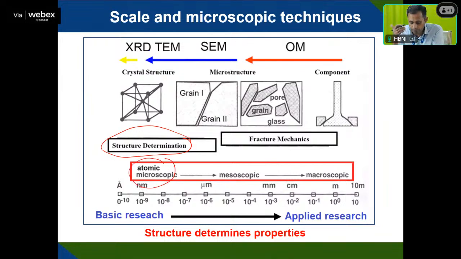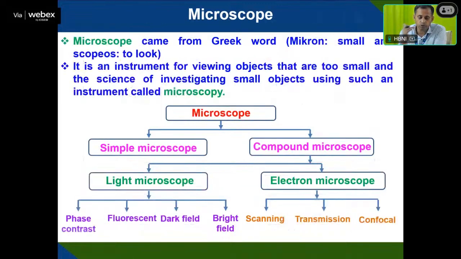But for applied research, you need component analysis, fracture mechanics, microstructure, how the porous structures are there in the material, and the shape, size, and information that we would more visually want to see. For that, you have to go to the optical microscope, as well as SEM, scanning electron microscope, and transmission electron microscope. So the structure determines the properties. Mainly you have to identify the structure by using these microscopic techniques.